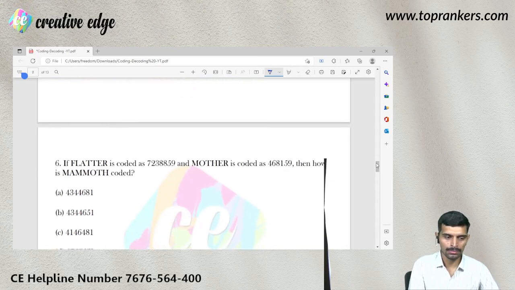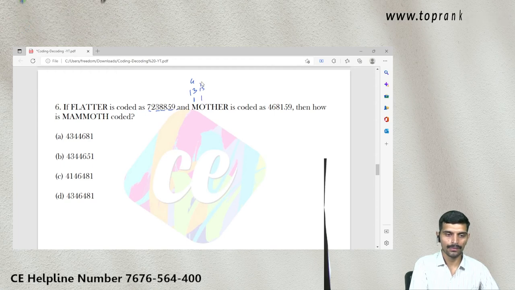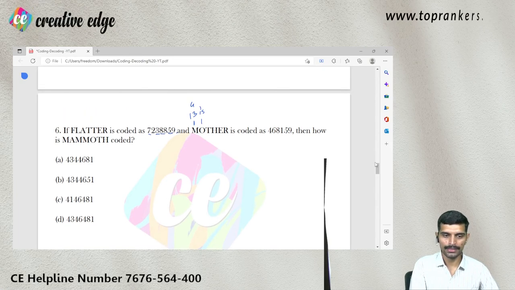Let's see the next one. Platter is coded as 7238859. Mother is coded as 468159. So see, M is 13. If I add these two, I'll have 4. O is 15. I add these two, I'll have 6. And exactly this is how it has been decoded.